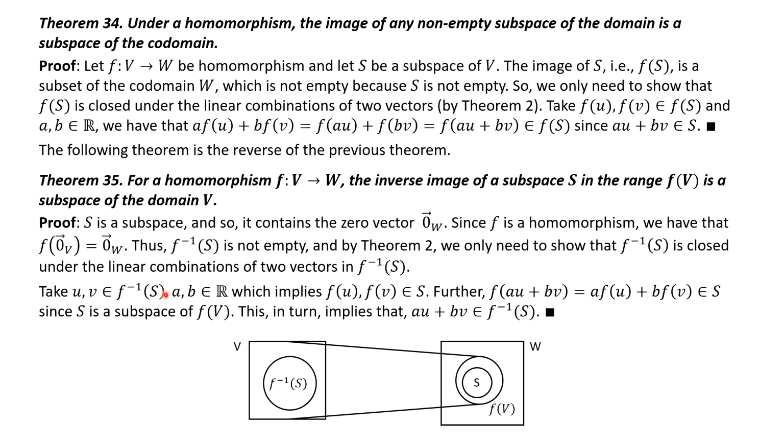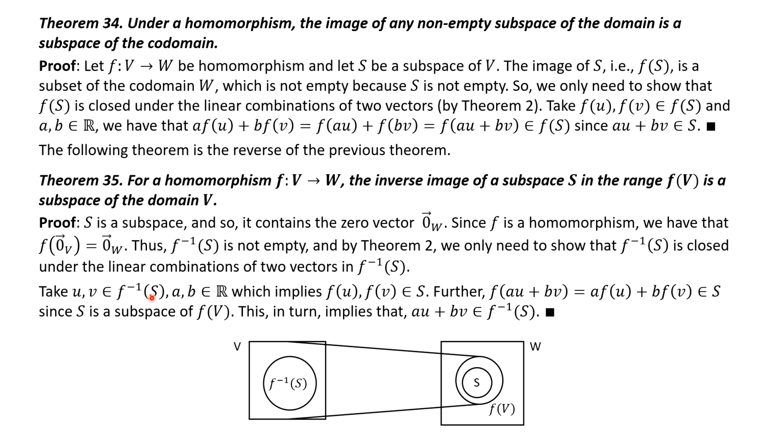And we'll use a similar proof. S is a subspace, so it contains the zero vector. And since F is a homomorphism, F of the zero vector of V is mapped to the zero vector of W. And if we take the F inverse of both sides, we have that the zero vector in V is in F inverse S. So F inverse S is not empty. And then we can use theorem 2 to prove that it's a subspace. We just need to show that F inverse S is closed under linear combinations.